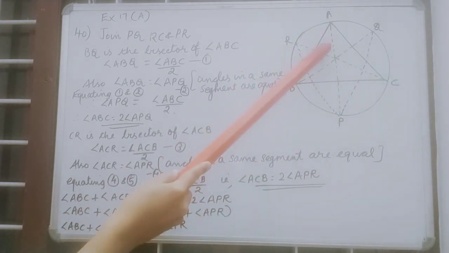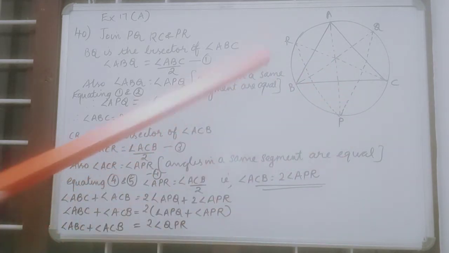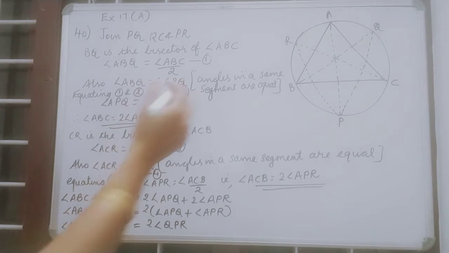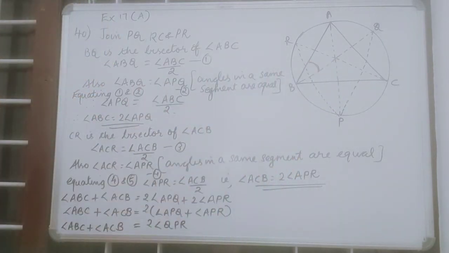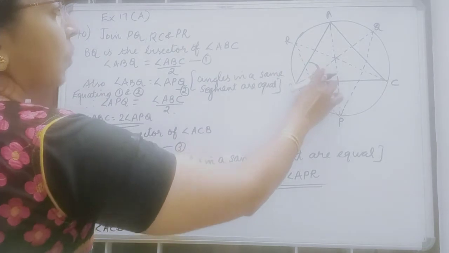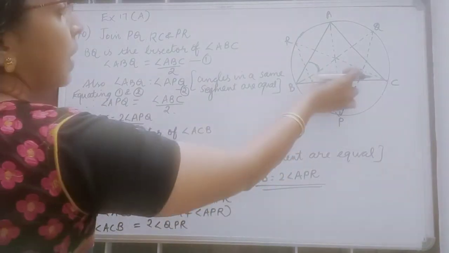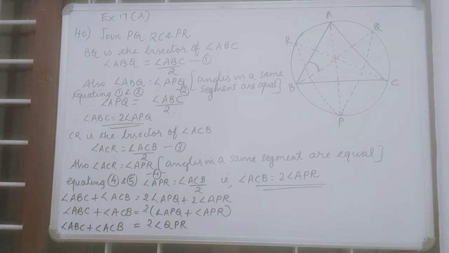That means these two angles will be half. So ABQ will be half of angle ABC. Bisector means this ABQ will be half of angle ABC. Similarly, this angle will be half of ABC. So ABQ will be half of angle ABC. Let it be equation number 1.